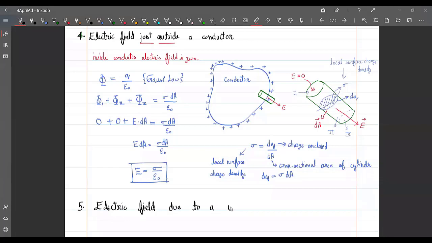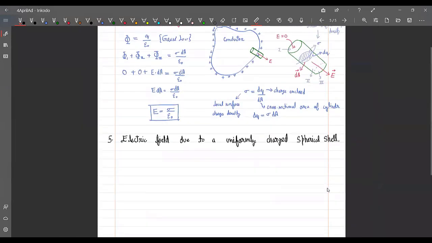Electric field due to a uniformly charged spherical shell. The spherical shell means there is just a sphere which contains the charges. So if you have a conductor, the charges like to go on the outer surface of the conductor. Of course, it should not be influenced by other electric fields and other charges. The positive charges like to keep maximum distance from each other.